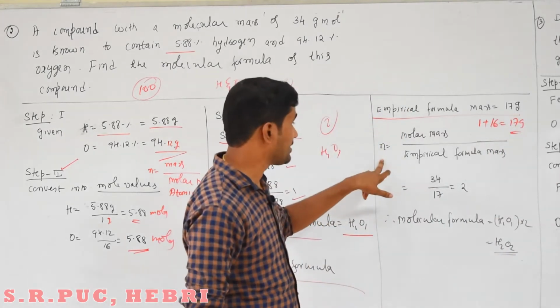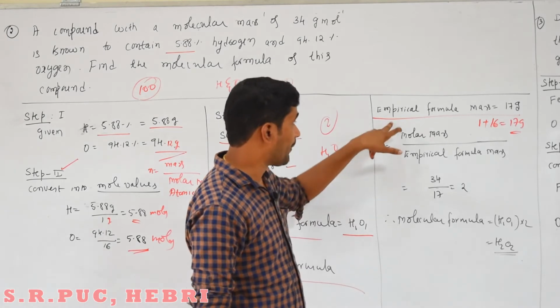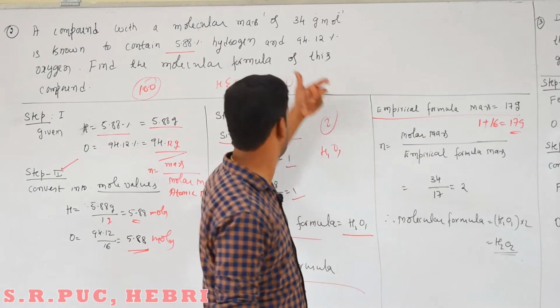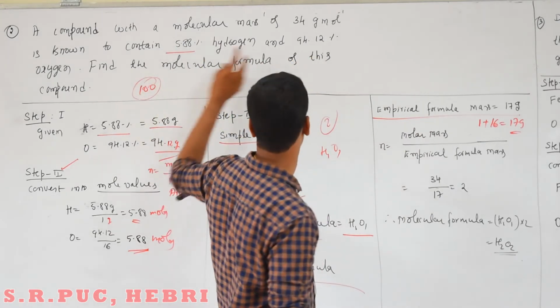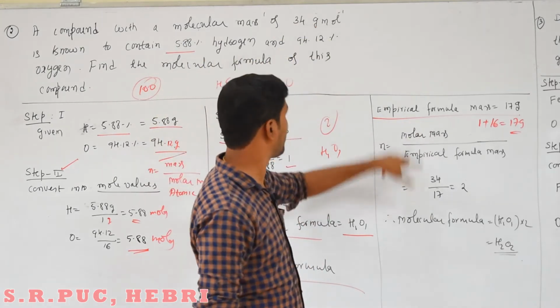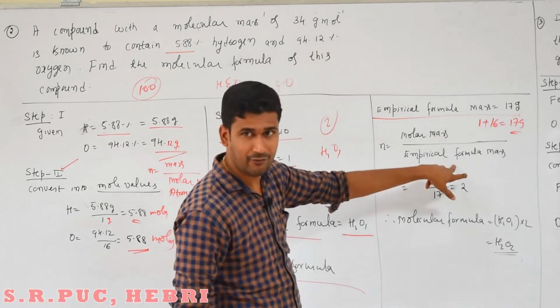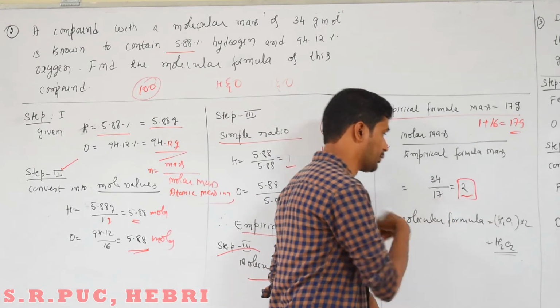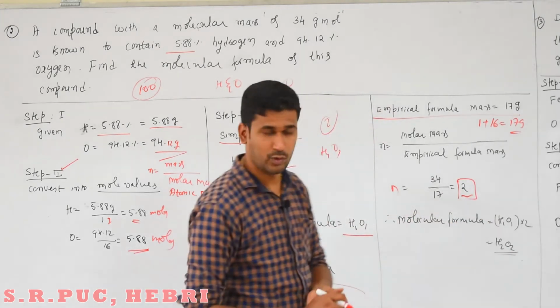Now you find the integer n. n is equal to molar mass divided by empirical formula mass. What is the molar mass? It's given as 34 gram. 34 gram divided by empirical formula mass, which is 17 gram. Your answer is equal to 2. So n is equal to 2.